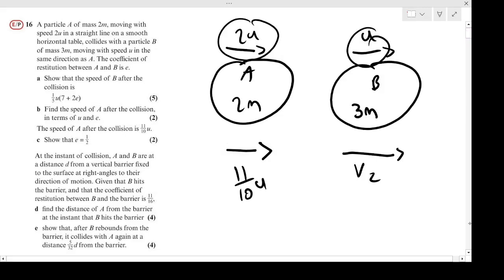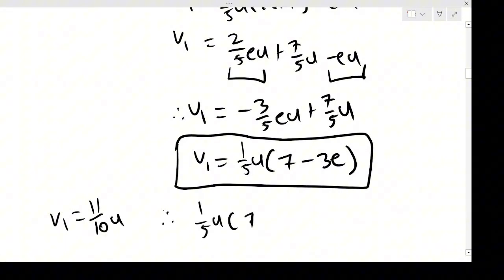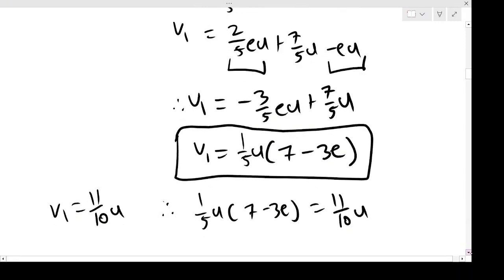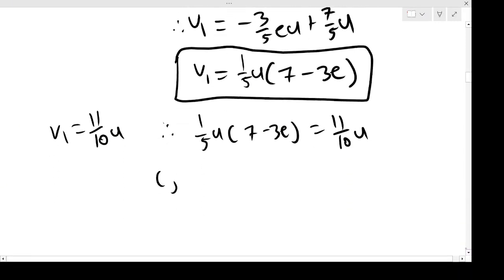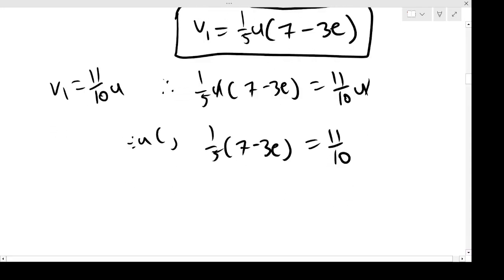So what we can do is equate my expression for V1 to 11/10 U. Therefore, a fifth U of (7 minus 3E) is equal to 11/10 U. Hopefully you can spot I can firstly get rid of the U. So we get a fifth of (7 minus 3E) is 11/10. Then I can get rid of the fraction of a fifth: I can multiply everything by 5. So 7 minus 3E is going to be 55/10.